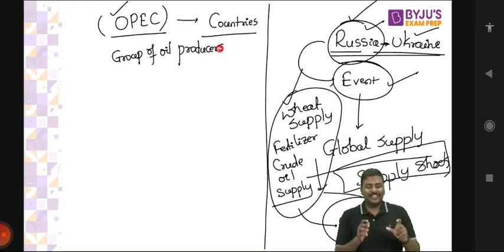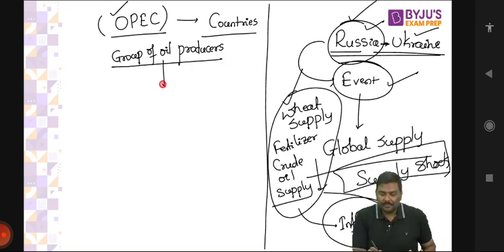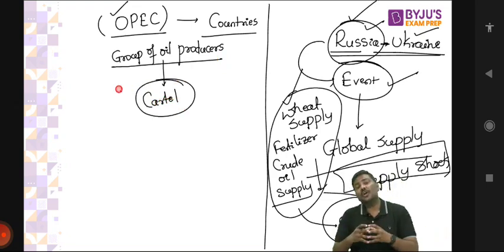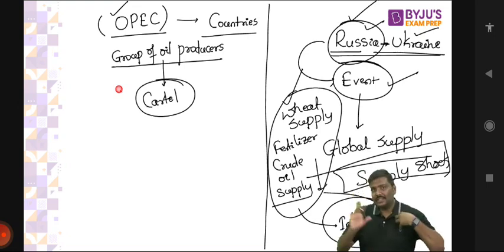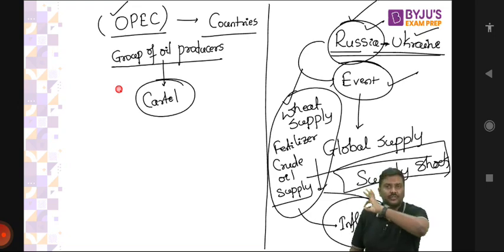Now have a look at this. Whenever there is a group of producers or suppliers, it is called a cartel. Cartelization in India is not allowed. We are not allowing any type of cartel in India. It is illegal. You are not supposed to form a cartel. So what do you mean by that?